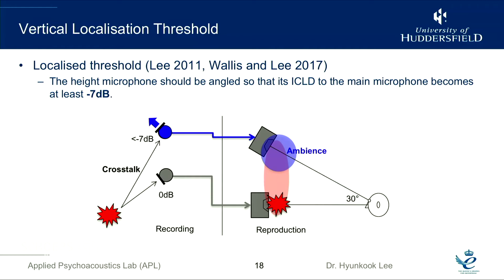So you first have to use a directional microphone, like a cardioid, and then you have to angle the microphone upwards at least to achieve 7 dB attenuation of the direct sound. So if you use two cardioids, then you have this 90 degree position that causes about 6 dB reduction. So if you angle slightly more than 90 degrees, then you can have 7 dB reduction.